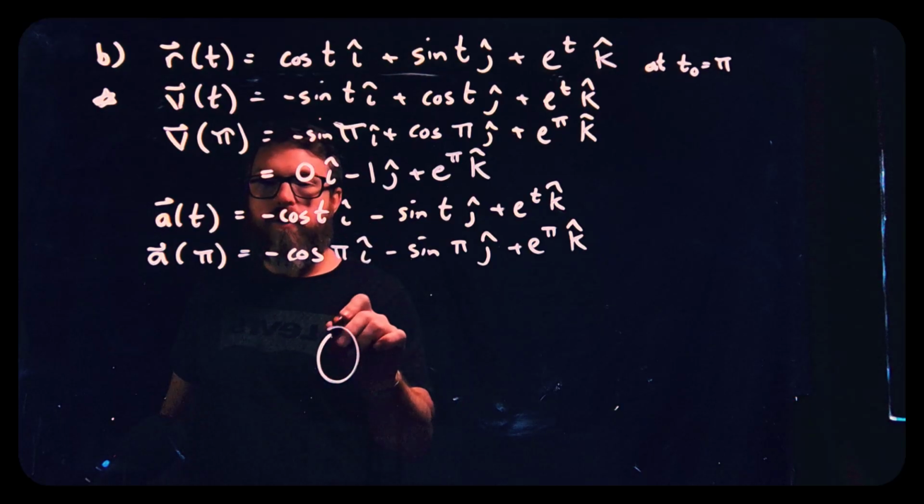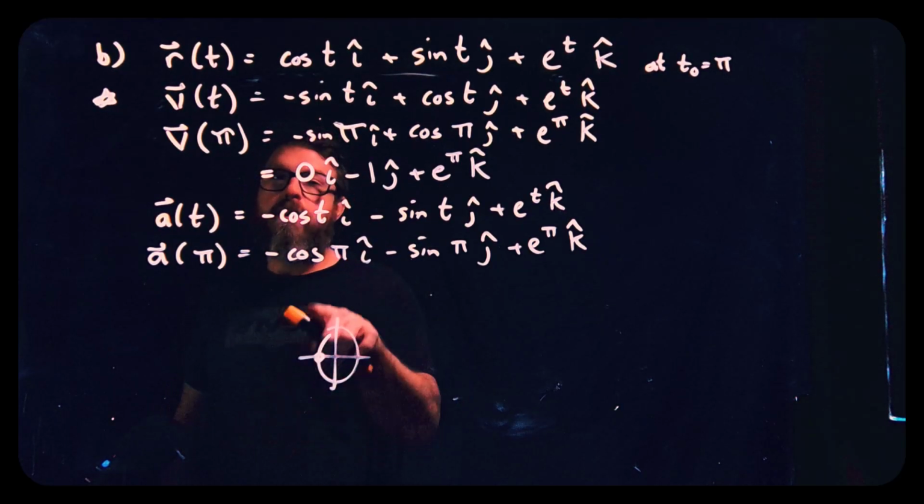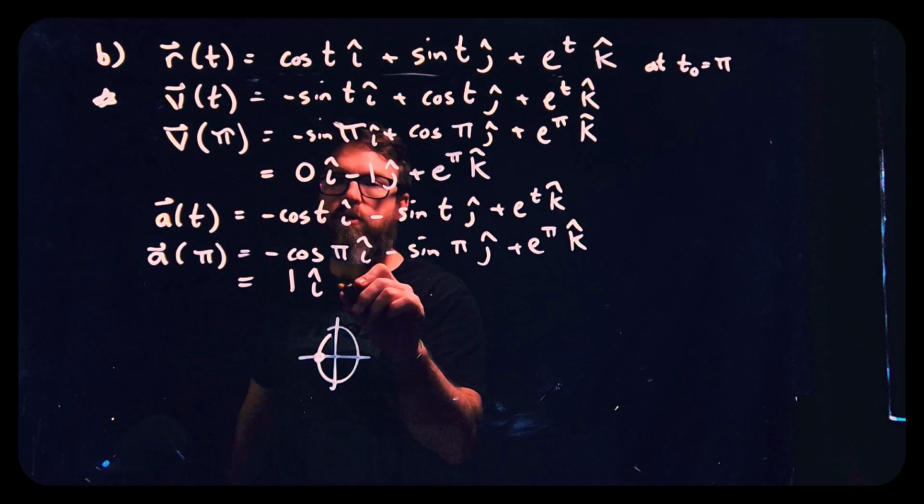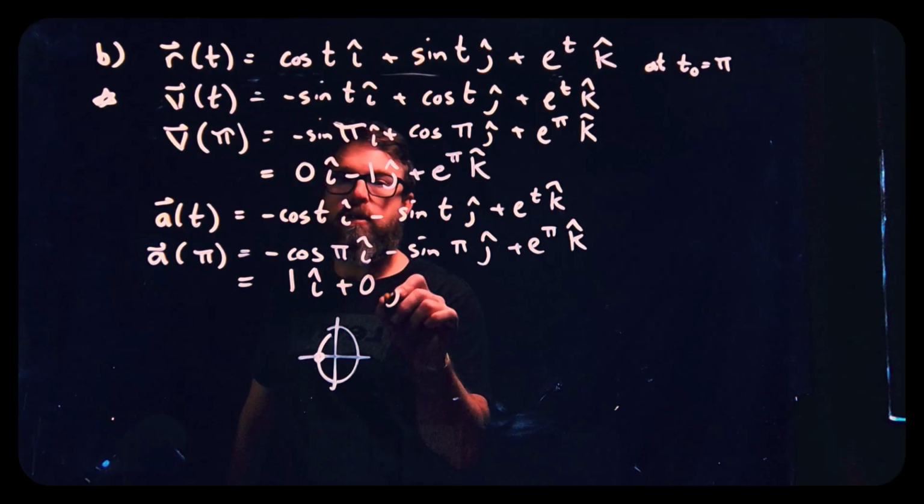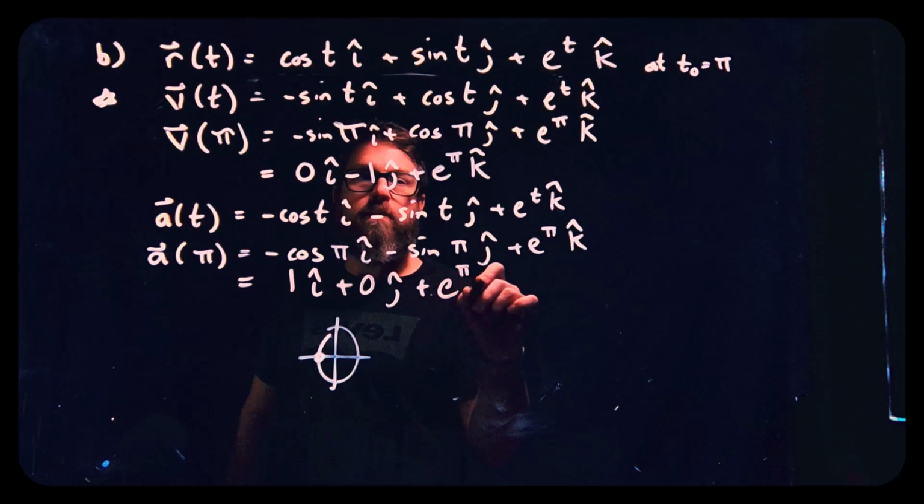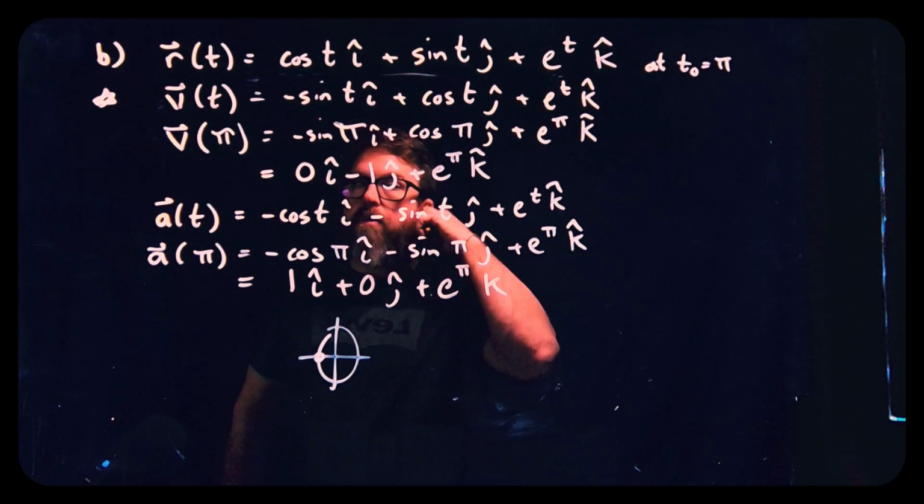And again, over here at pi, cosine is going to be equal to -1, sine is going to be equal to 0, and then plus e to the pi times k.